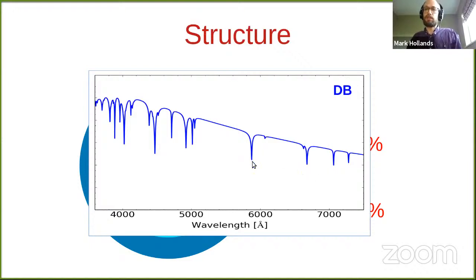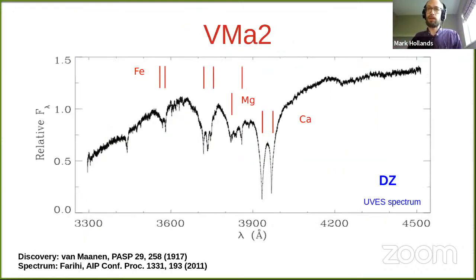But you don't expect to see elements heavier than helium, simply because of these high gravitational fields that I mentioned that sort of force the heavy elements out of the atmosphere and the lightest ones to the surface. And despite that expectation, we in fact see lots of white dwarfs with metals in their atmospheres.